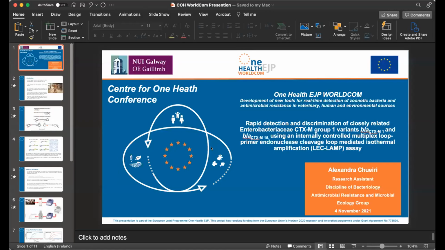We'll move on to the first early stage researcher presentation for today. So I would like to introduce Alexandra Schweri, who has been a research assistant here in the discipline of bacteriology since July 2020. Alexandra has a master's degree in biomedical science, and she has previously worked on the One Health EJP WorldCom project, which related to the development of real-time diagnostic on-site tools for the detection of zoonotic pathogens and resistance markers. And Alex will be presenting on this project today. She's currently a team member of the PEER project here at NUI Galway. So Alex, we're ready when you are. Perfect. Thanks, Georgios. I'm just going to share my screen here.